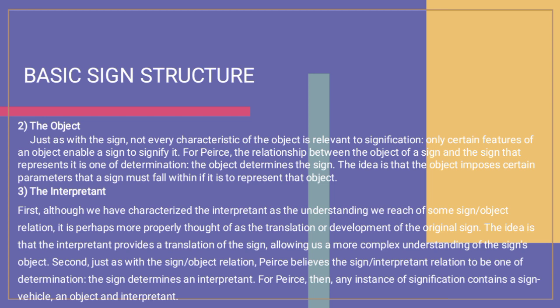For Peirce, then, any instance of signification contains a sign vehicle, an object, and an interpretant. Moreover, the object determines the sign by placing constraints which any sign must meet if it is to signify the object. Consequently, the sign signifies its object only in virtue of some of its features. Additionally, the sign determines an interpretant by focusing our understanding on certain features of the signifying relation between sign and object. This enables us to understand the object of the sign more fully.